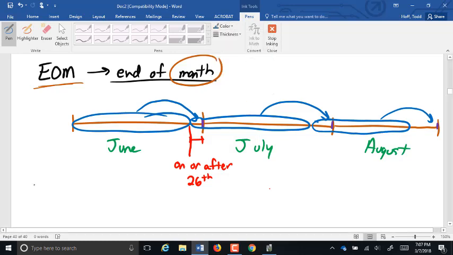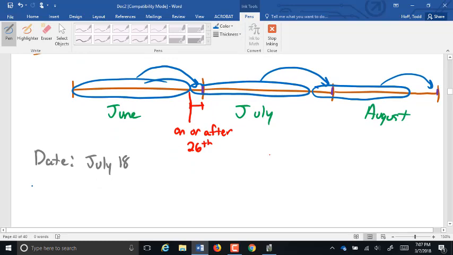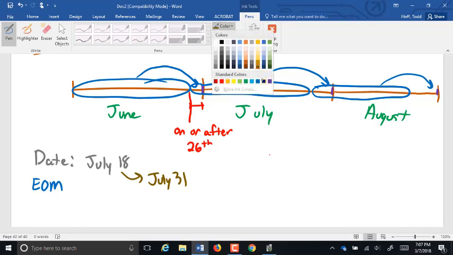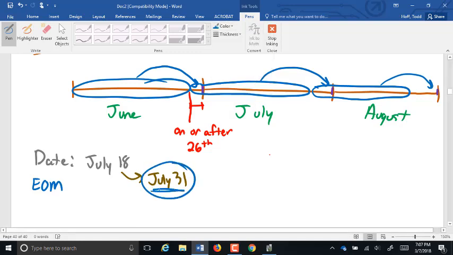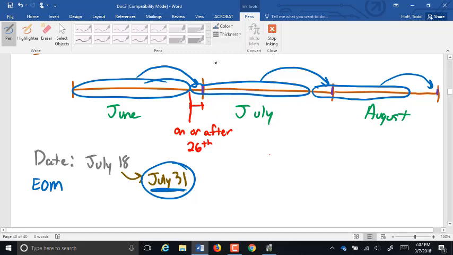So what that means is, let's say that invoice date is July 18th. If the terms are EOM, that invoice gets sent out on the last day of July, which is July 31st, which means the timeline starts then, the last day of that month. Did you guys lose me again?